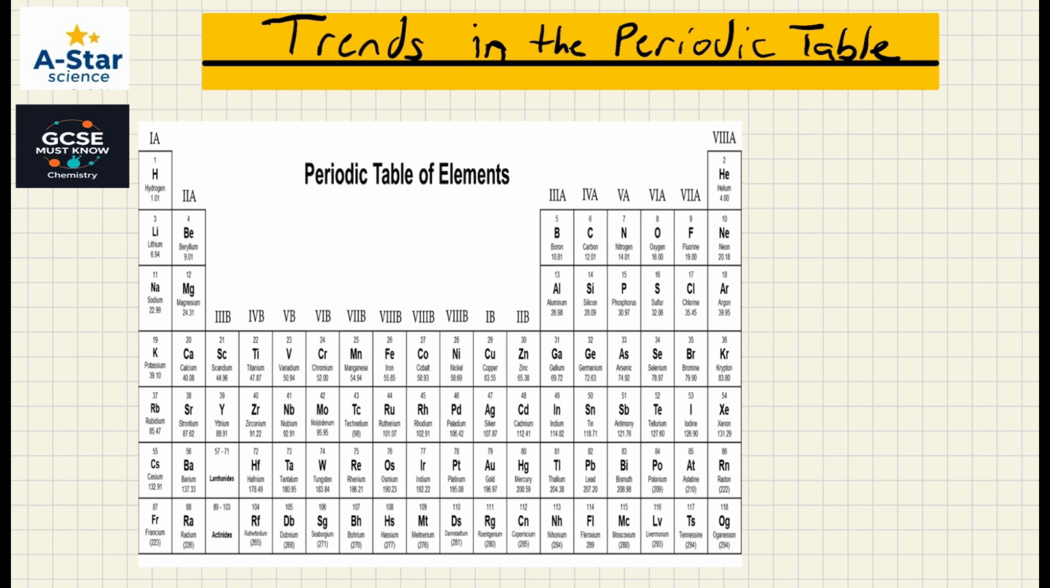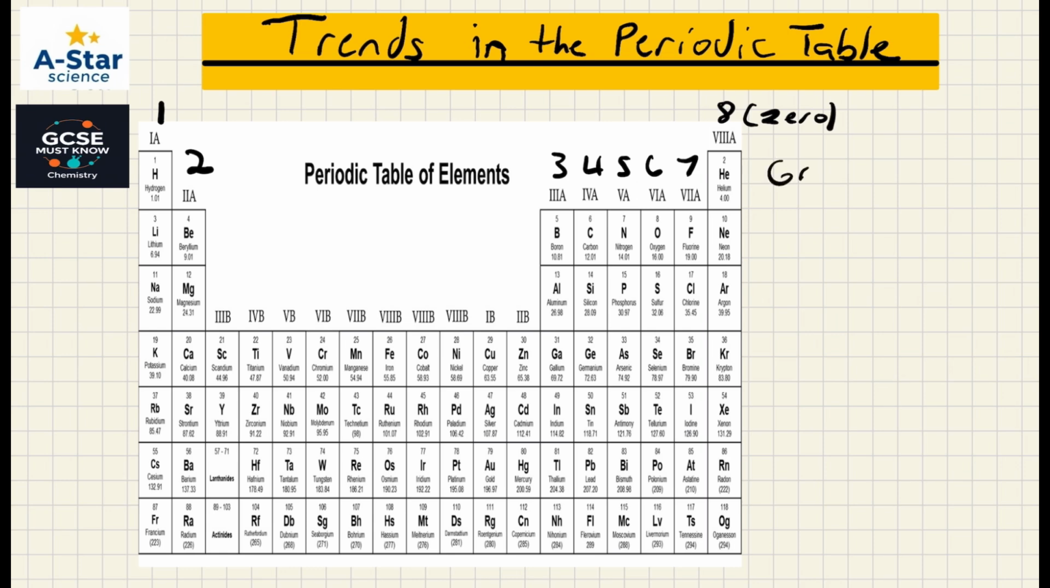Now, one other basic thing that we need to understand is the group numbers going across. This particular periodic table uses Roman numerals, but it's the same thing. You have group 1, group 2, group 3, group 4, 5, 6, 7, and 8. 8 is sometimes called group 0.